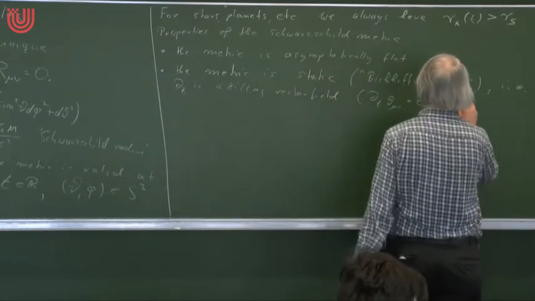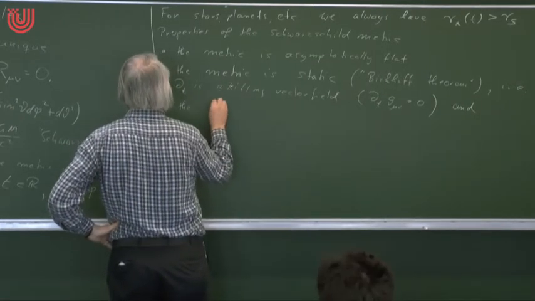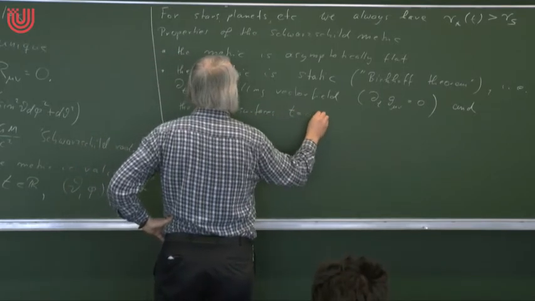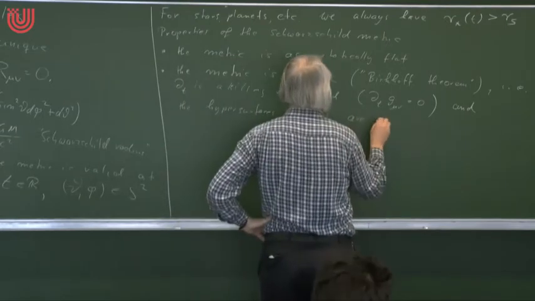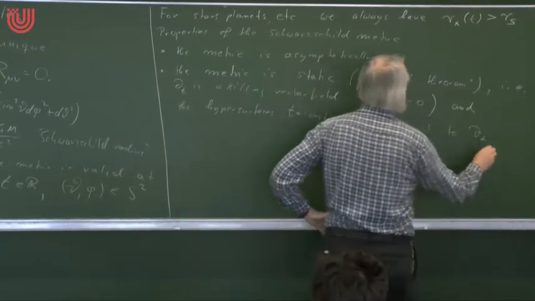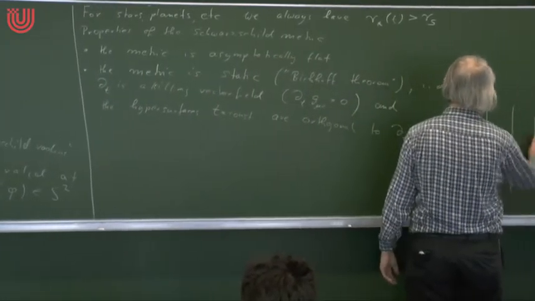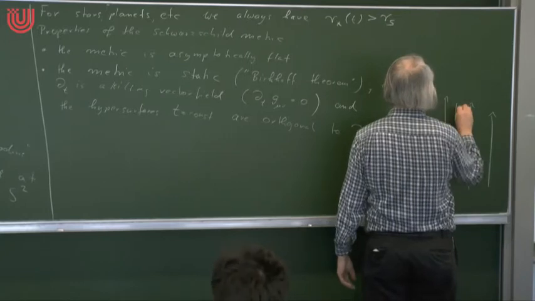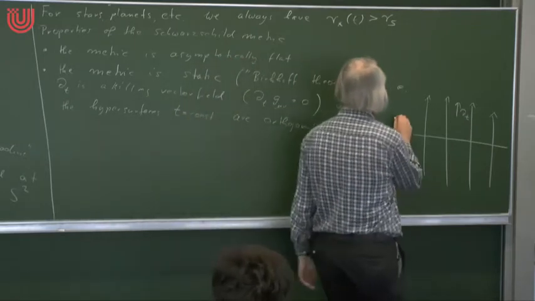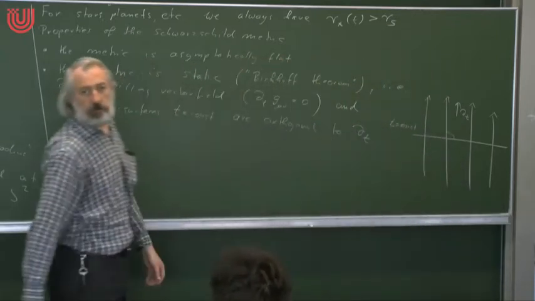Static means also that the surfaces t equal constant, hypersurfaces I should say, they are 3-dimensional, are orthogonal with respect to the metric to the t lines, to the vector field d by dt. So if you draw a picture, here are the t lines, so that's d by dt. And then you have here the surfaces. You should think of them as being 3-dimensional, t equal constant, and they are perpendicular with respect to the metric.